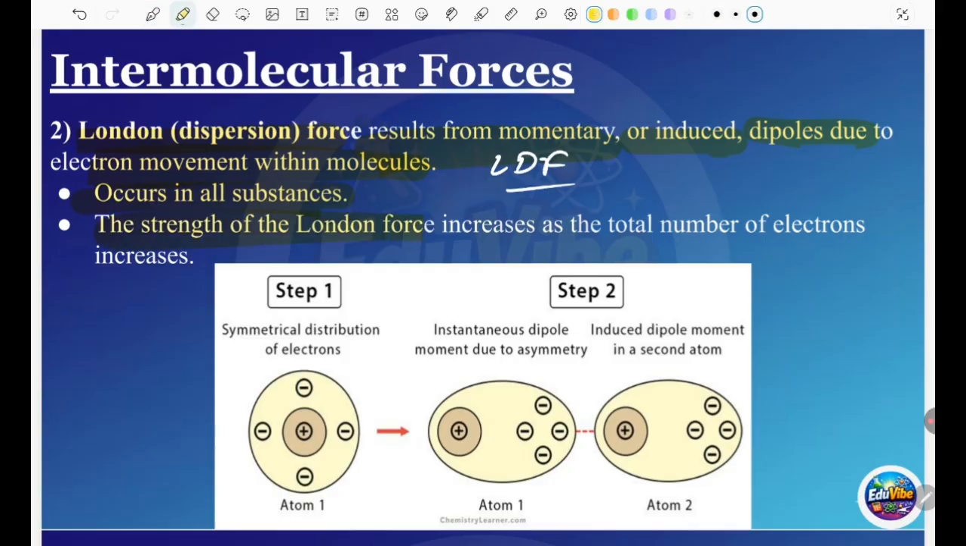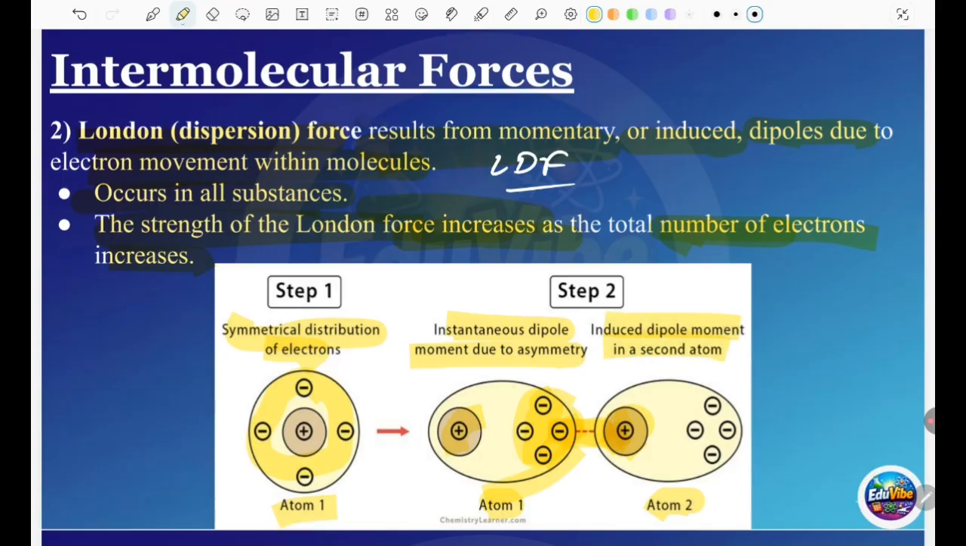The strength of the London dispersion force increases as the number of electrons increases. If the electrons of that molecular substance increase, the strength of the London force increases. So to find out the strength of the London force, we have to find the number of electrons. If that increases, the London force also increases. With a symmetrical distribution of electrons, we can see the instant dipole movement: the positive end goes out, and the positive end interacts with negatives. So atom 1 is negative and atom 2 has the positive, and they attract each other.